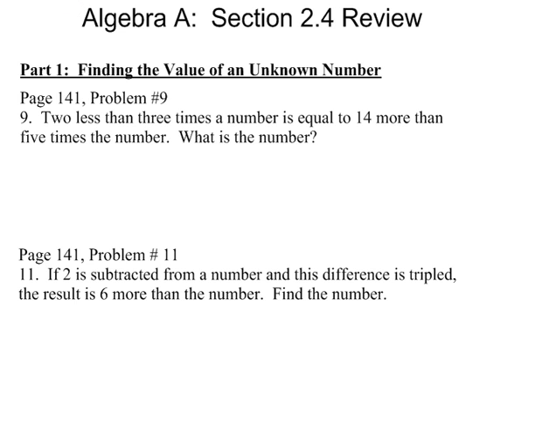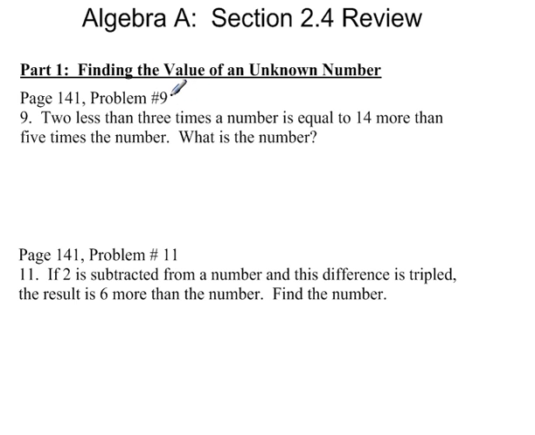I'm going to start with part 1, finding the value of an unknown number. And this will correlate with example 1 in your textbook. This is from page 141, problem number 9. The problem is 2 less than 3 times a number is equal to 14 more than 5 times a number, and it asks you to find that number.